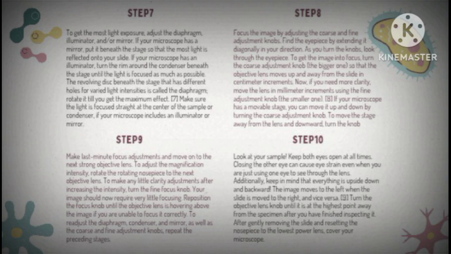If your microscope has a movable stage, you can move it up and down by turning the coarse adjustment knob. To move the stage away from the lens and downward, turn the knob.